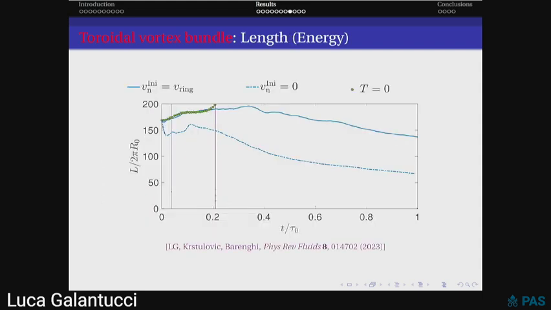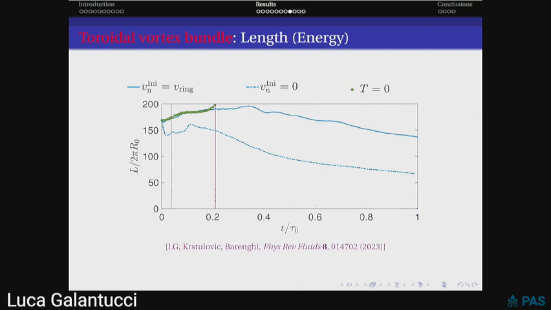If we look at the length, which is the solid blue line, before the increase seen in the T equals 0 green dots simulation, the length is exactly the same, and we see that after tau naught, which is the lifetime of a single vortex ring, the length overall is similar.